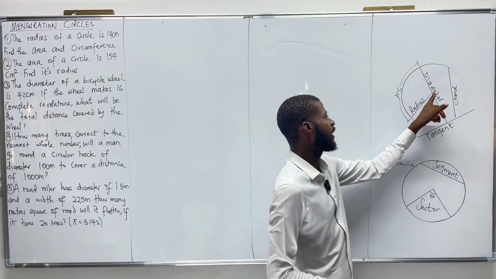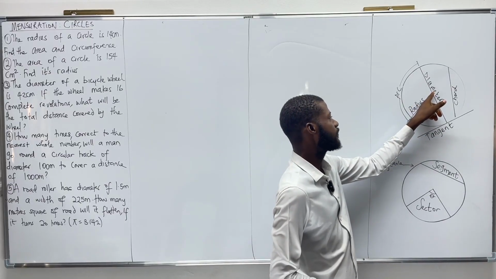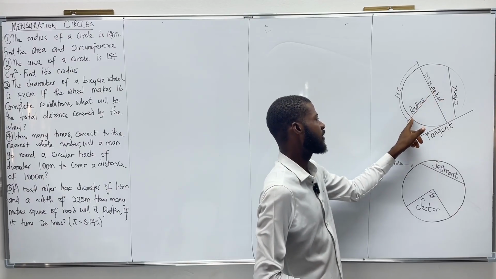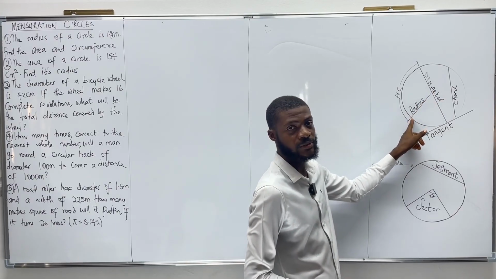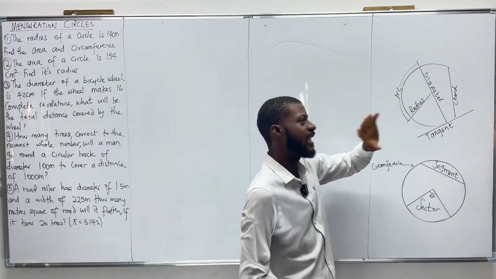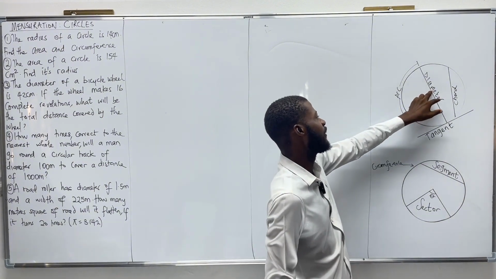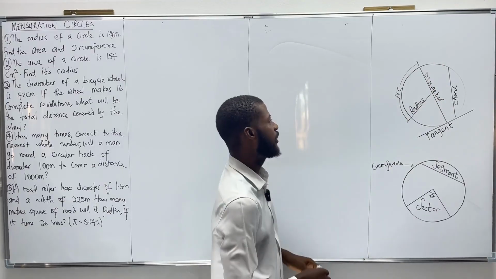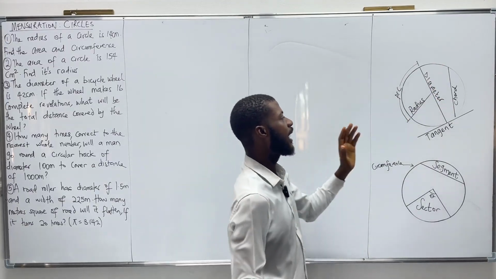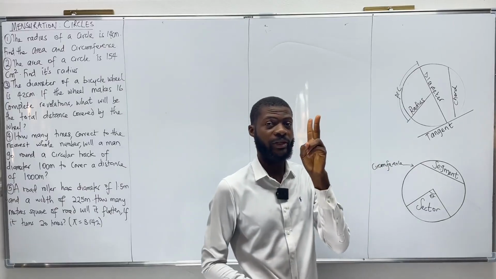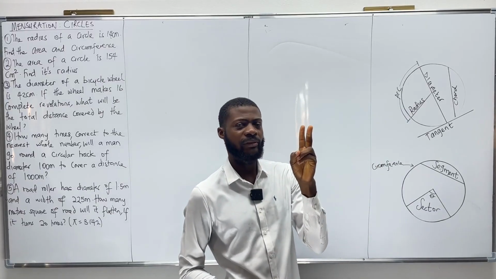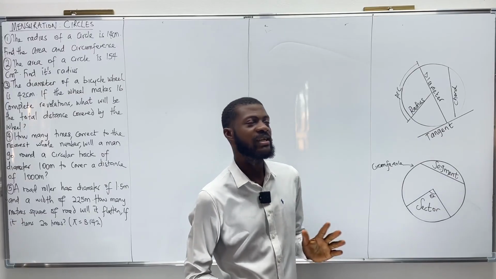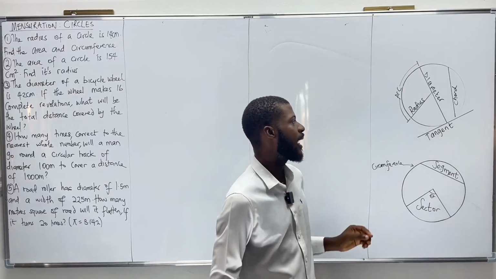When you draw a line from the center to the circumference, it is called the radius. Radius could be at any point, maybe from here to here. As long as it's from the center to the circumference, it's the radius. Now what is diameter? Diameter is double of a radius. Since it's double of a radius, it divides the circle into two equal parts.